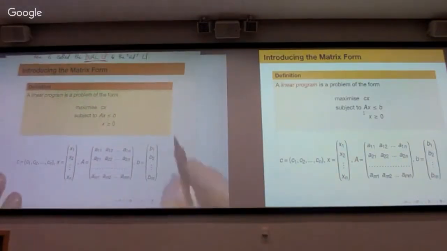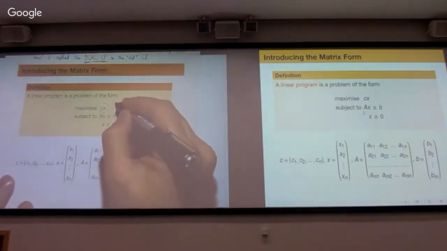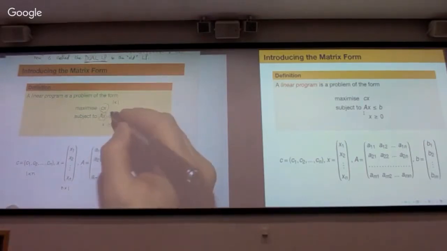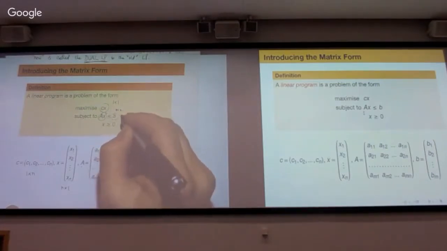So what are they? Okay, let's go back to this. So this is 1 by 1, because C is 1 by n, and this is n by 1. So if you multiply C times X, you get 1 by 1. So that's just a number. So you know what to do with a number when you're minimizing it. But A is m by n. There's m rows, n columns. And B is m rows, 1 column. So when you do A times X, what you're going to get is m by 1. And this is also m by 1.